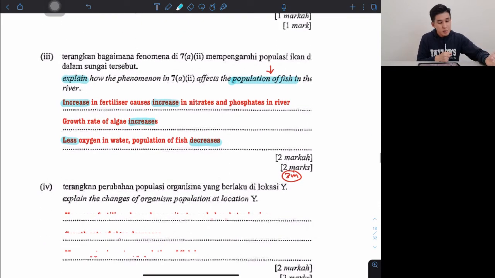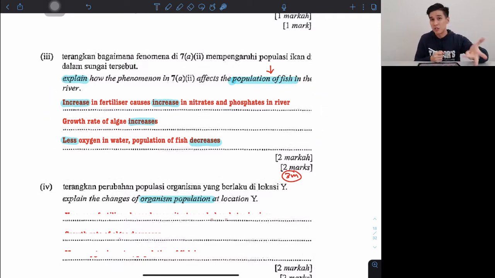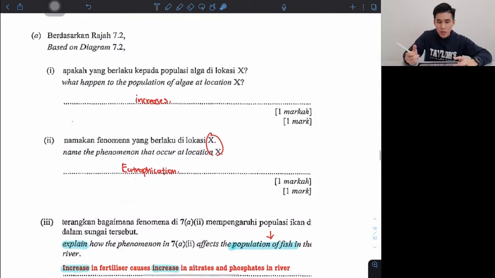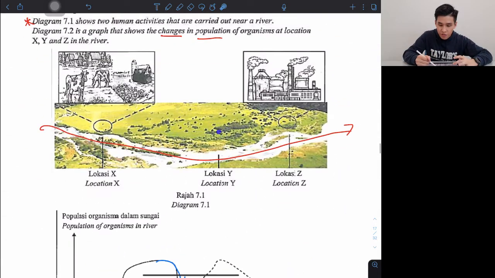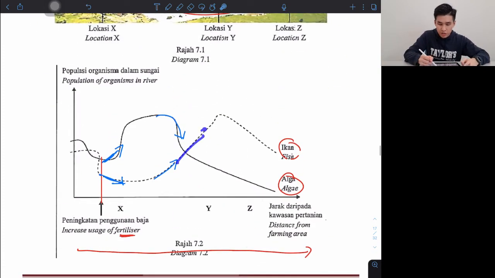Then explain the changes of organism population at location Y. So here they just say organism population only. They didn't mention whether it's algae or fish, meaning you have to mention both algae and fish, which is actually like over here. You can repeat the same thing, just the opposite only right now, because now it's at location Y. So location Y right now is free from everything, means there's no pollution. So you can see here, it's the opposite already. Your fish increase, algae decrease.